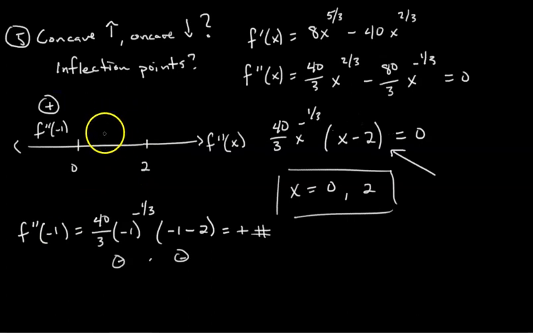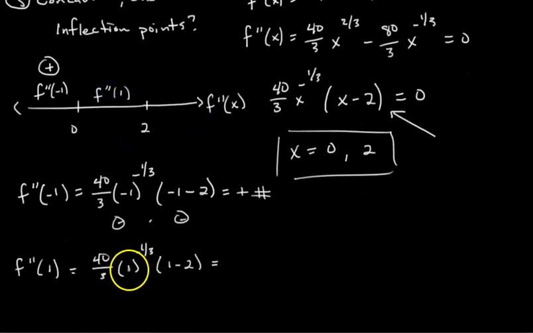So then let's plug in something in between 0 and 2. So f double prime of 1. What is that? So we have 1 to the power of -1/3. So that's 1 over the cubed root of 1, which is 1 over 1, which is a positive number, times this positive number. So this left part is positive. And then we're multiplying that by 1 minus 2, which is negative. So in the end, we get a negative number. So in this interval, 0 to 2, our second derivative is negative, so the function is concave down.